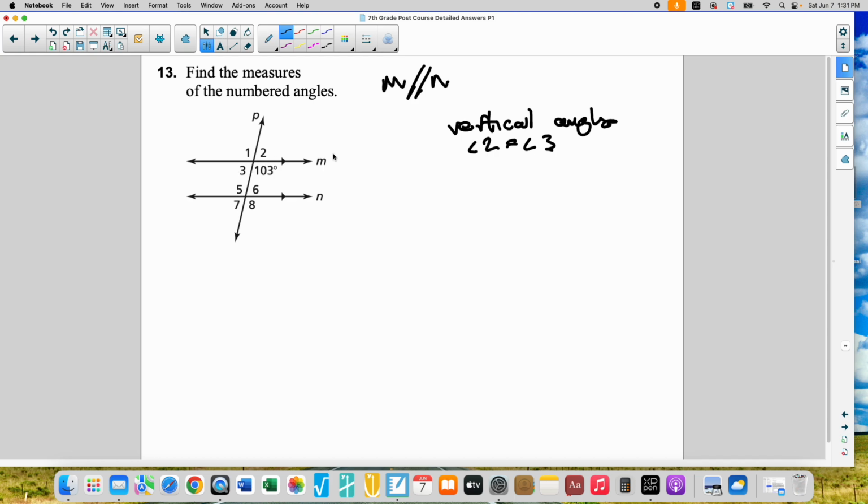Those are vertical angles. Angle 1 is equal to 103. Those are vertical angles. Angle 6 and angle 7, those are vertical angles, and angle 5 is equal to angle 8 because they are vertical angles. That's one very important thing.